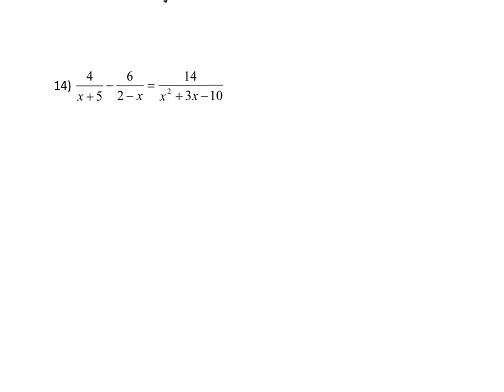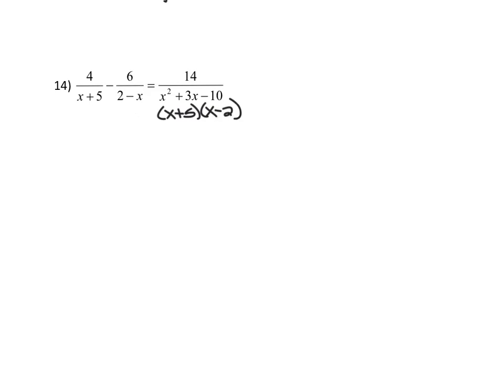Okay, so when you look at number 14, you could see this right here can be factored. So I'm going to jump right into factoring that. The two numbers that multiply to negative 10 and add to positive 3 would be positive 5 and negative 2. So x plus 5 times x minus 2. Now, if you look, this says x plus 5, and so does this. This says x minus 2, and this says 2 minus x.